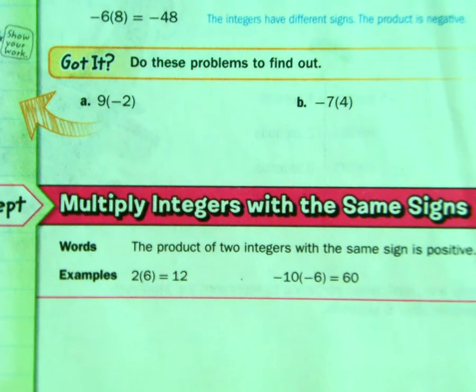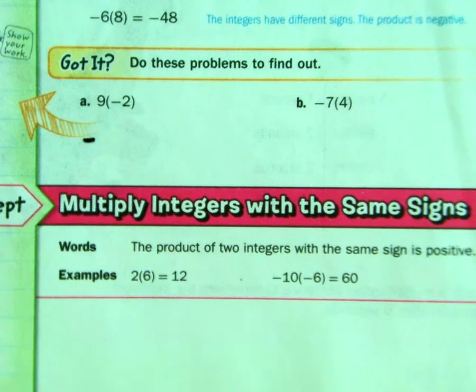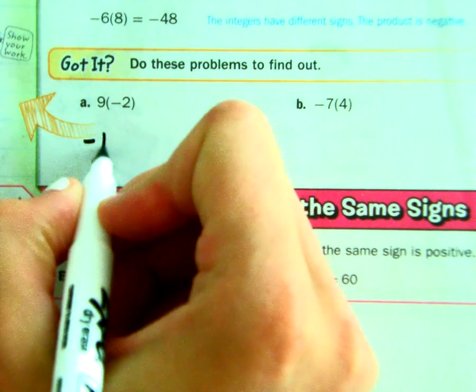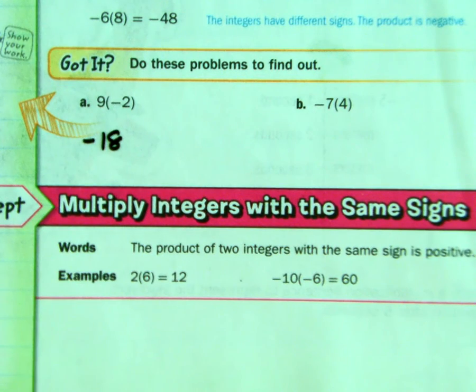So first we realize what signs do we have? Well, I have a positive and I have a negative. So I know right away my answer is going to be negative. And then we just multiply like we've been multiplying. So 9 times 2 is 18. So 9 times negative 2 is negative 18.